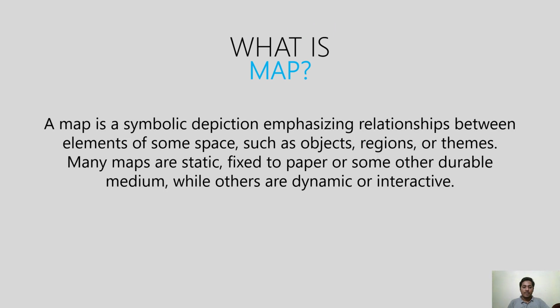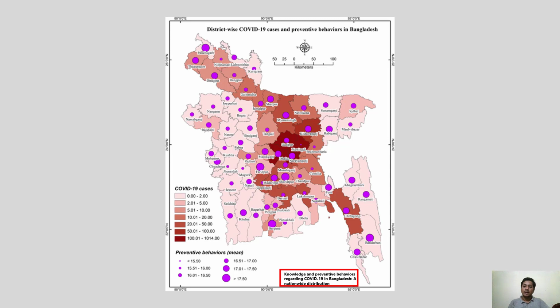What is a map? A map is a symbolic depiction emphasizing relationships between elements of some space, such as objects, regions, or themes. Many maps are static, fixed to paper or some other durable medium, while others are dynamic or interactive. This is a map with all its basic elements.